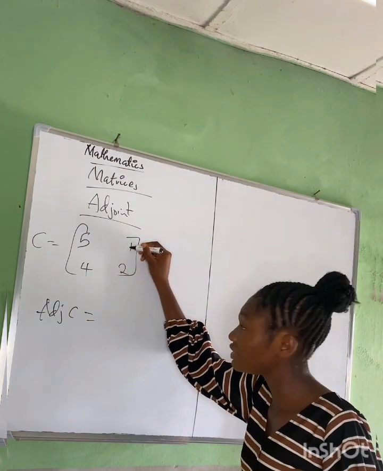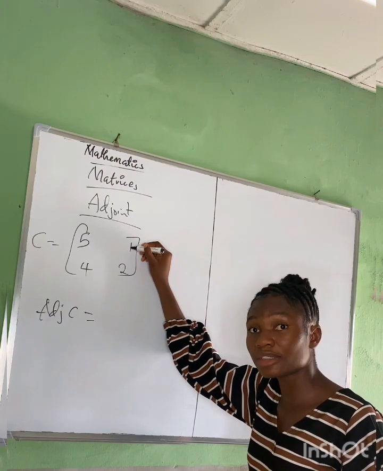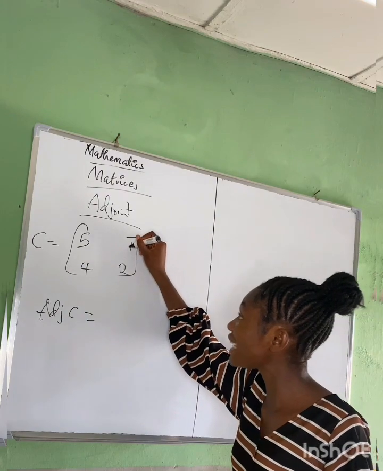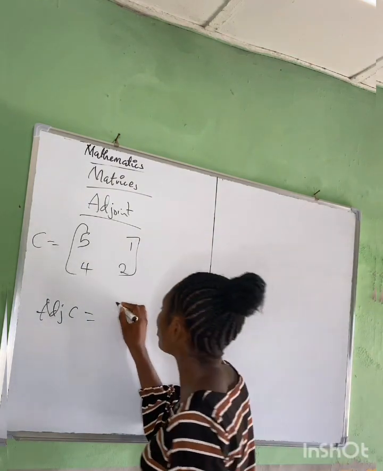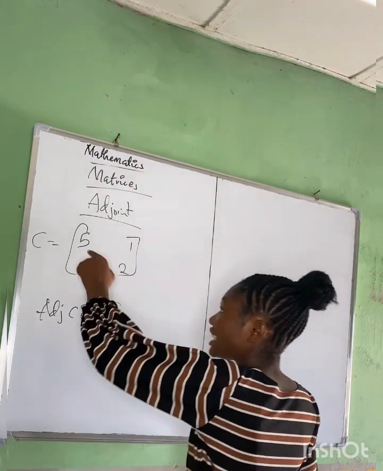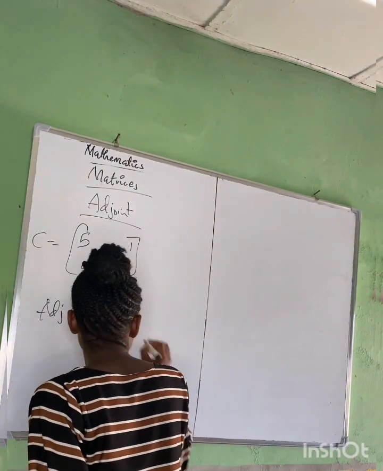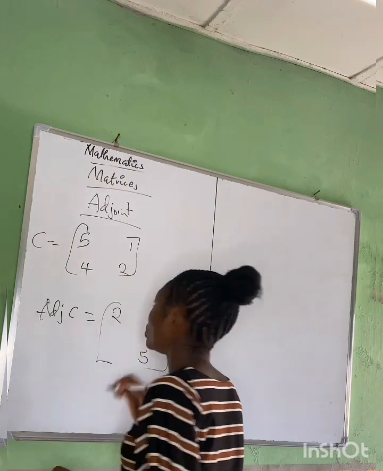Then we change the signs of the other diagonal. Since this one is positive, the sign for the adjoint has to be negative. We are not interchanging these elements, but the signs have to change. So first we interchange, and these two change places. We'll be having 2 and then 5. That's for a 2 by 2 matrix.